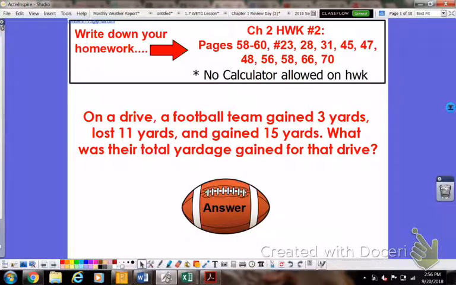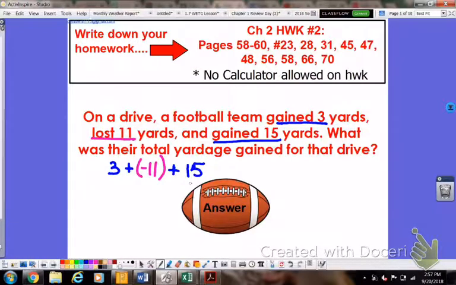Okay, so let's look at this example. Little review from last night's lesson. On a drive, a football team gained 3 yards, lost 11 yards, and gained 15 yards. What was their total yardage gained for that drive? Okay, so gained 3. We know that means a positive 3. Plus, they lost 11. Okay, well, losing was a negative. Plus gained another 15. We already said gain meant positive, so plus 15. So 3 plus negative 11 plus 15.